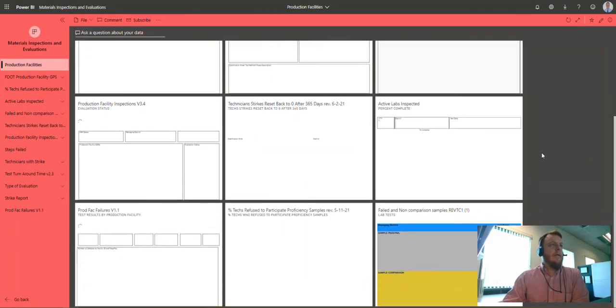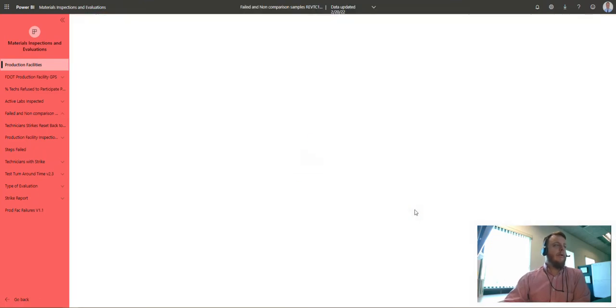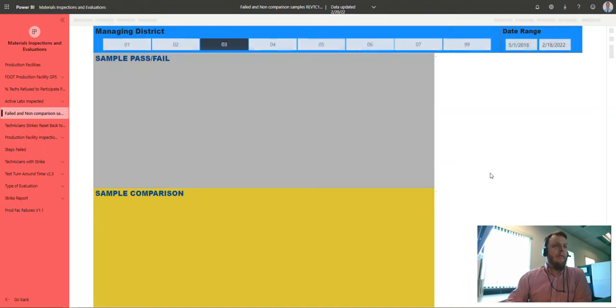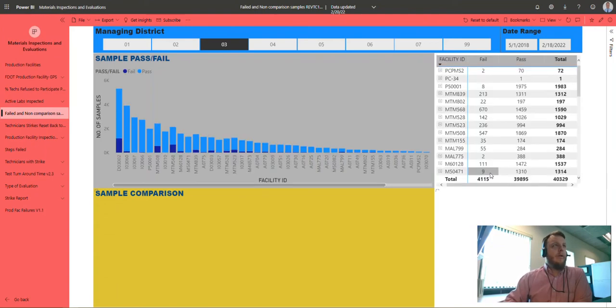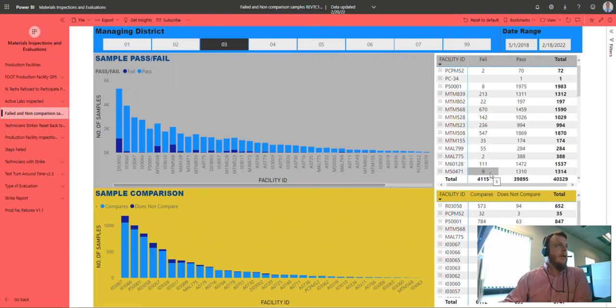And our last report, failed and non-comparison samples. This is a report that is broken down by laboratory for the number of samples that they have had failing test results or did not compare within those comparison packages that are built in MAC. So you can, again, filter by district and date range. Just a graphic here and then the table. And so again, you can see the number of samples that passed and the number that failed.